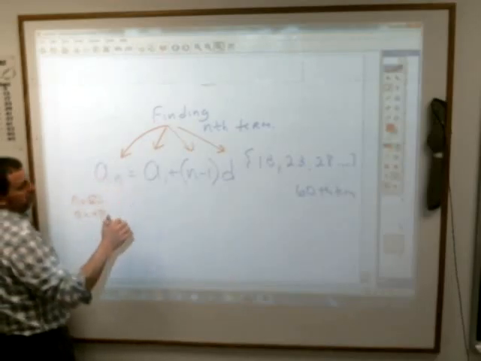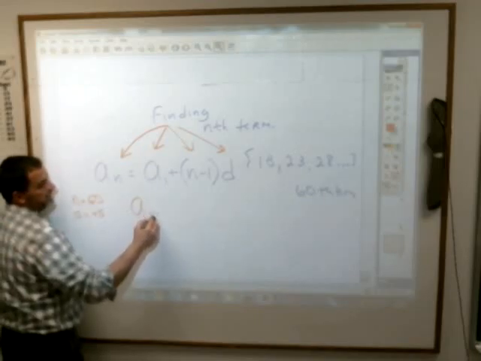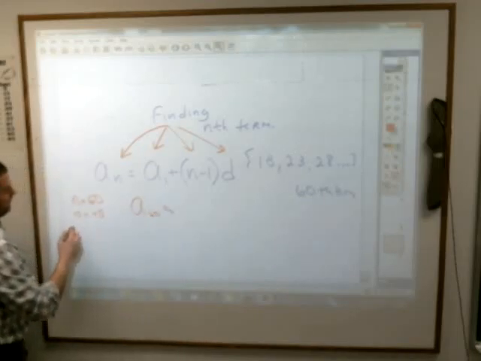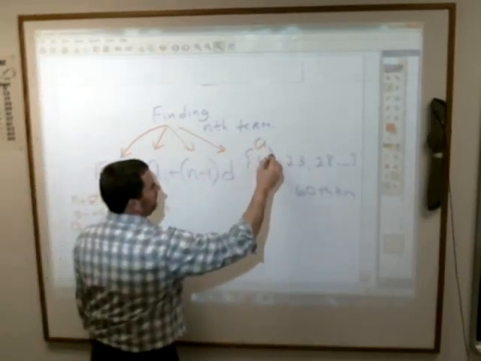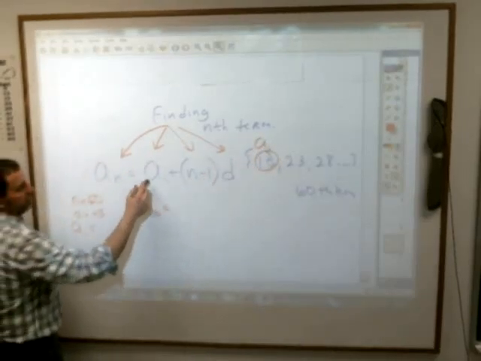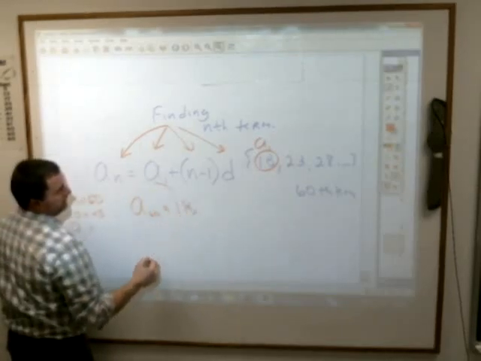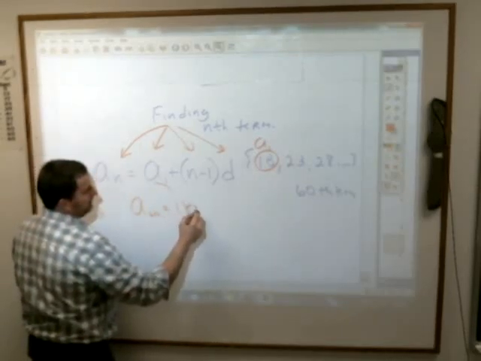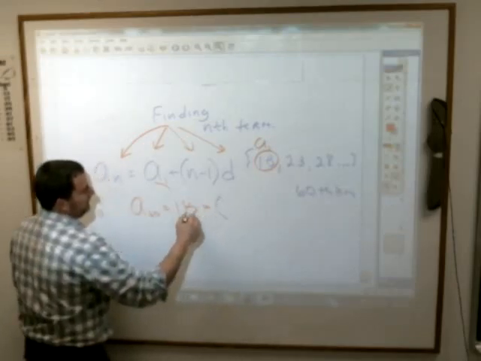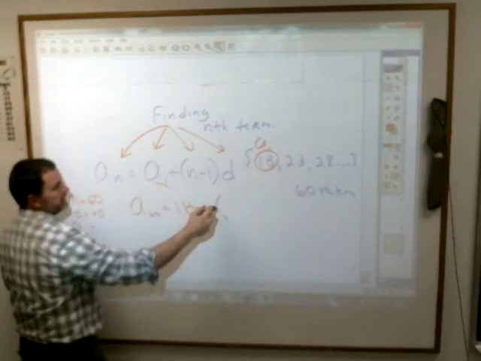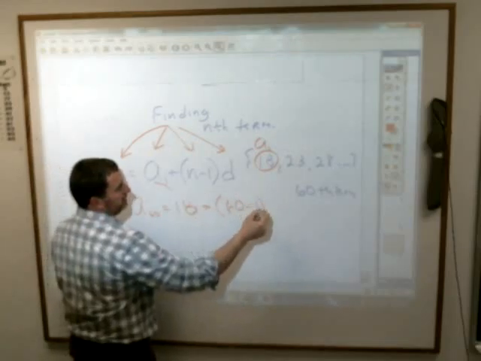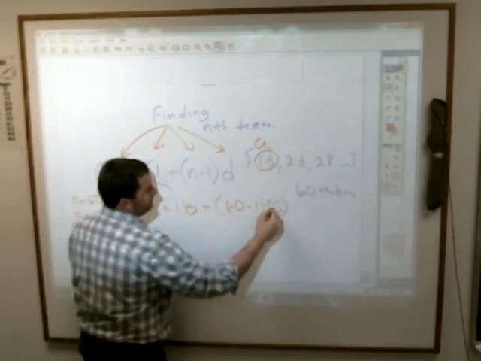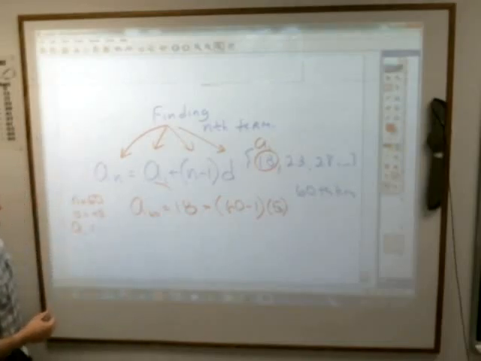So rewriting this, substituting the stuff in here. Again, a sub 60 equals, we have to write this down. What is a sub 1? What is the first term? Right here. This is a sub 1. I know that's 18, so I can put that in for a sub 1. 18 plus, what is my letter n? 60 minus 1, and then what's my letter d? 5 times 5. So this will actually give me my term.